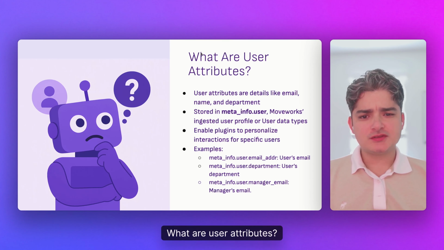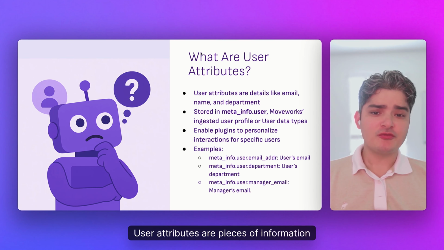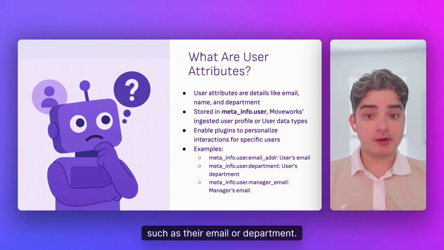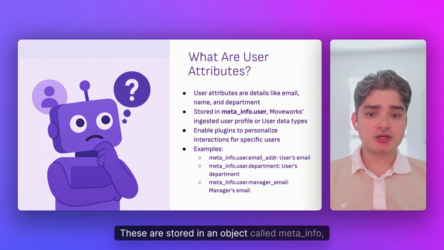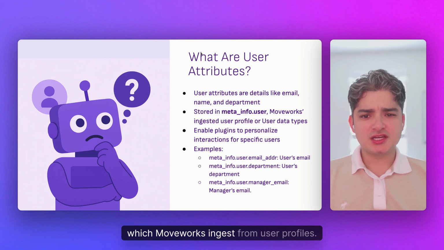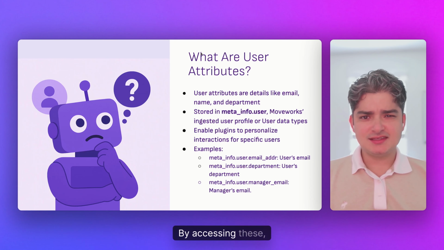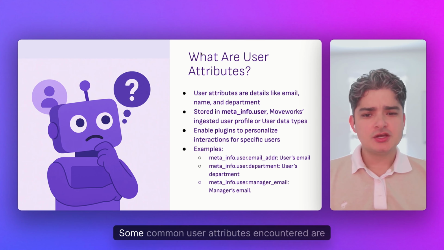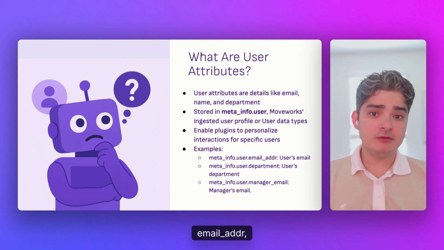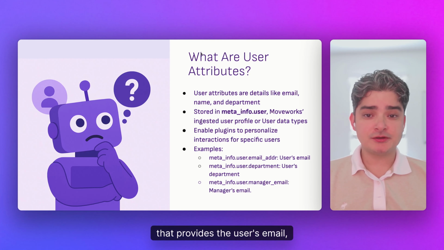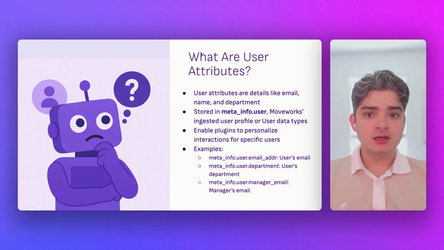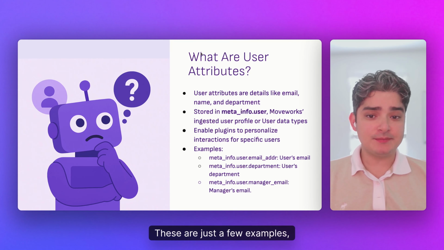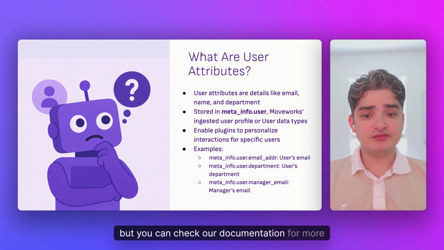What are user attributes? User attributes are pieces of information about the user interacting with your plugin, such as their email or department. These are stored in an object called meta info, which Moveworks ingests from user profiles. By accessing these, you can tailor your plugin's behaviors to each user, enhancing personalization. Some common user attributes encountered are email_addr, which provides the user's email, department, indicating their team, and manager email, providing the manager's email. These are just a few examples, but you can check out our documentation for more attributes.